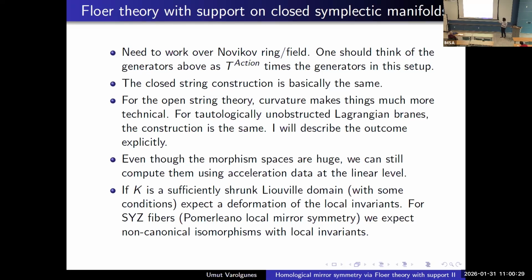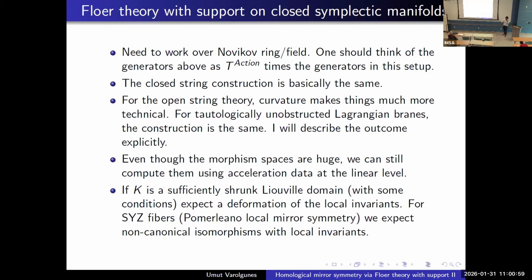In the case of an SYZ fibration, if you look at neighborhoods of fibers, what you expect is that you are isomorphic by local invariance, but not canonically. The isomorphisms differ by what people call wall crossing isomorphism. That's why in the topological case, the Morse theory case, the isomorphism is canonical. Here, the isomorphism exists, but is not canonical.